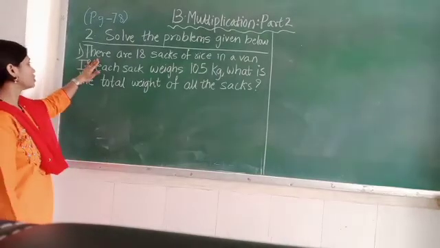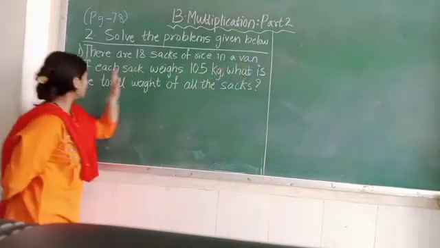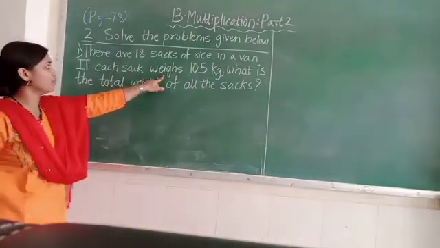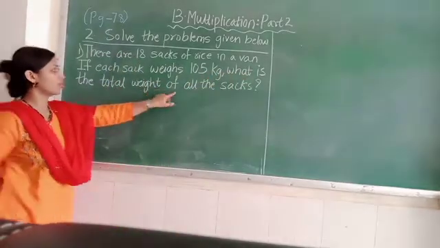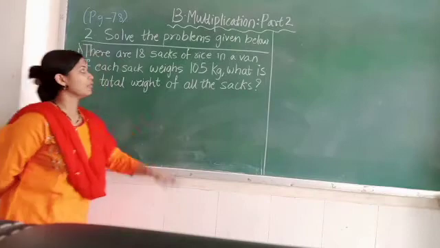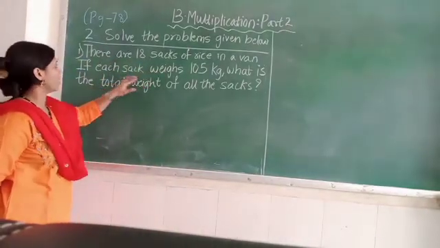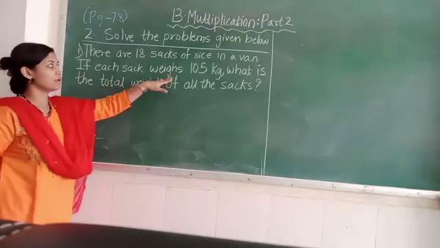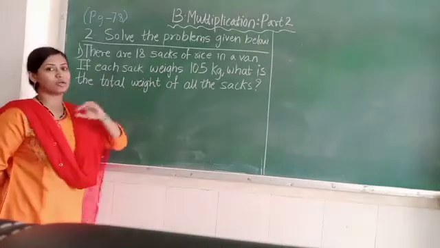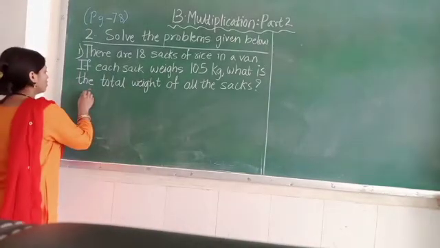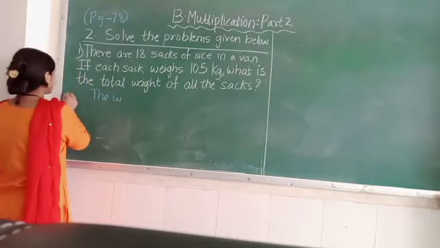So the first question is, there are 18 sacks of rice in a van. If each sack weighs 105 kg, what is the total weight of all the sacks? Now here what they are telling, there are 18 sacks of rice in a van, and each sack weighs 105 kg, then what is the total weight of all the sacks? So, let us find the solution.